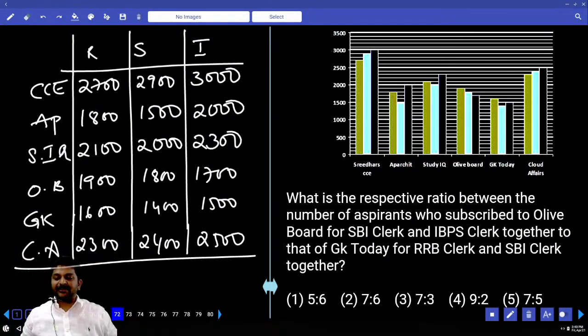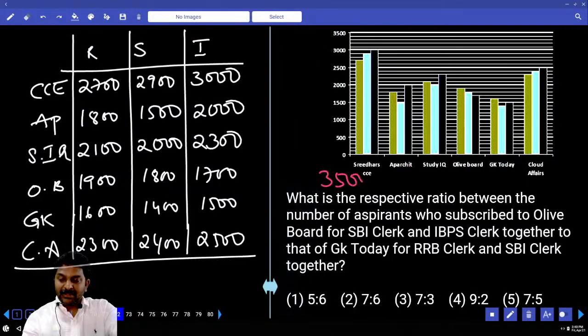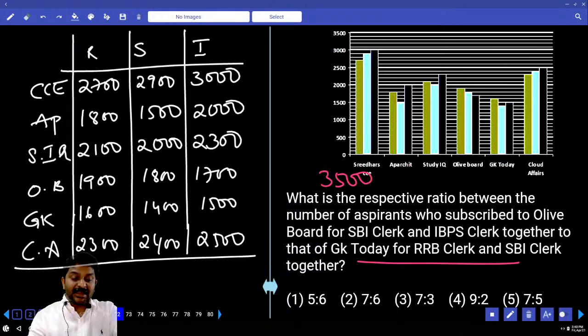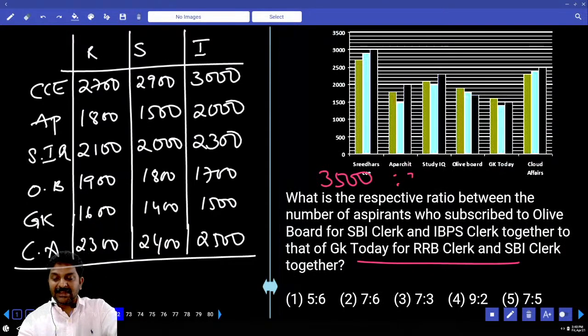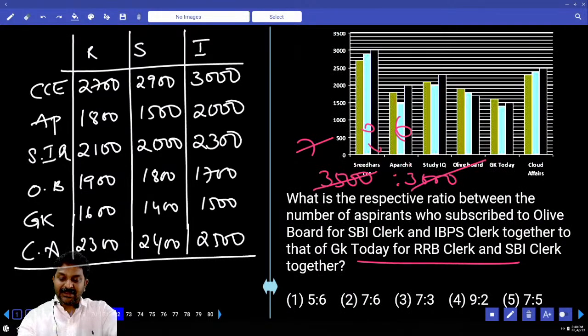What is the respective ratio between the number of aspirants who subscribe to Ali board for SBI clerk and then IBPS clerk together? Ali board, SBI clerk and then IBPS clerk together. These two, how much is the total? 3500. To the top, GK today for IBPS RRB clerk and then SBI clerk, both together. For these two, we were asked to calculate the ratio: 500 7 times, 500 6 times, ratio 7:6, second option.